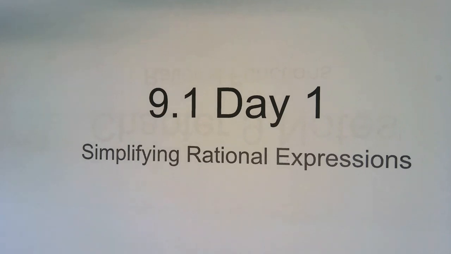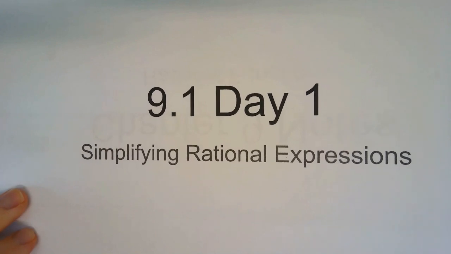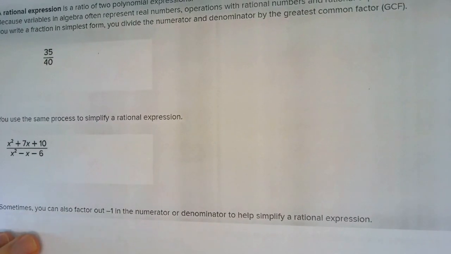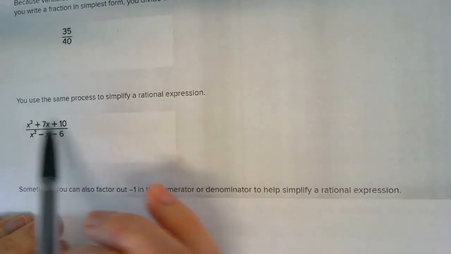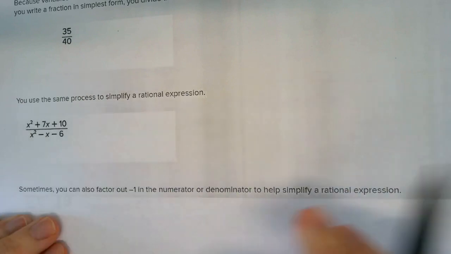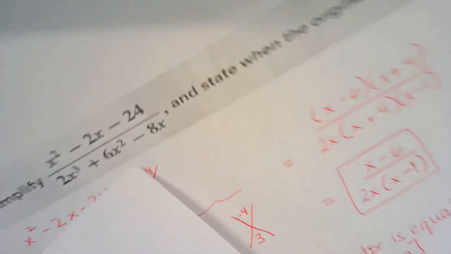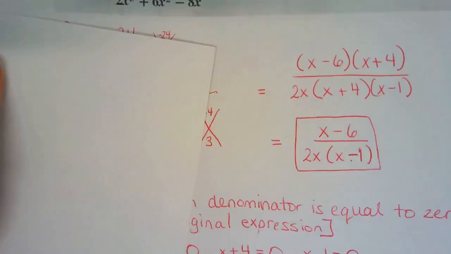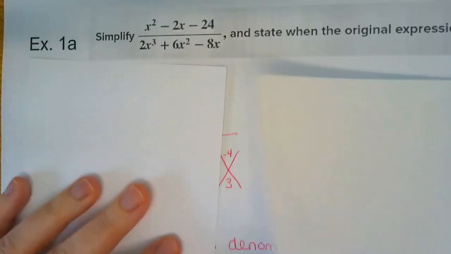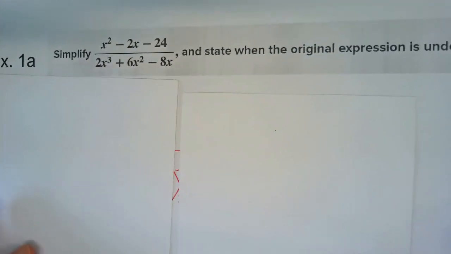Okay, section 9.1 is where we are going to simplify rational expressions. This is where we're going to have an expression, and we're going to be factoring a lot of things in order to see what things would end up canceling out. So here is my first example.